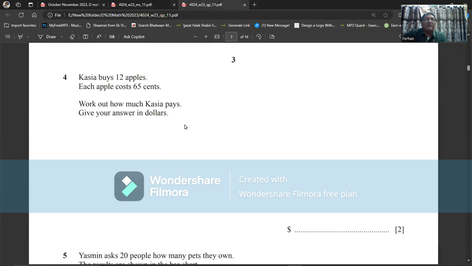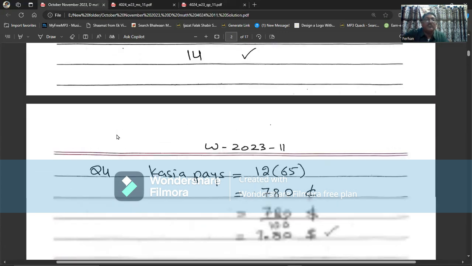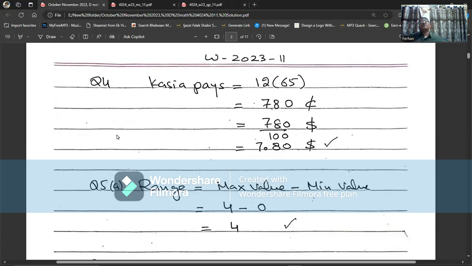Then we have question number 4A, and it says, Cassia buys 12 apples. Each apple costs 65 cents. Work out how much Cassia pays. Give your answer in dollars. So one apple is 65 cents. 12 apples will be how much? I can use the method of proportionality or simply multiply by 12 because she bought 12 apples. 12 multiplied by 65 will be 780 cents.